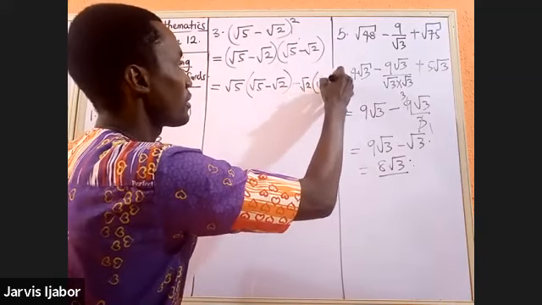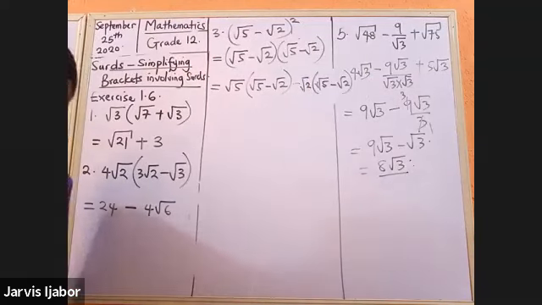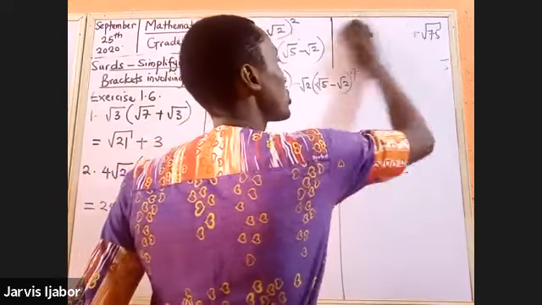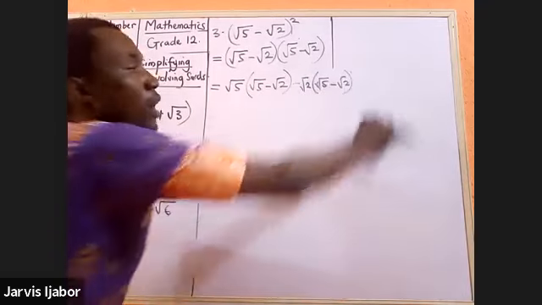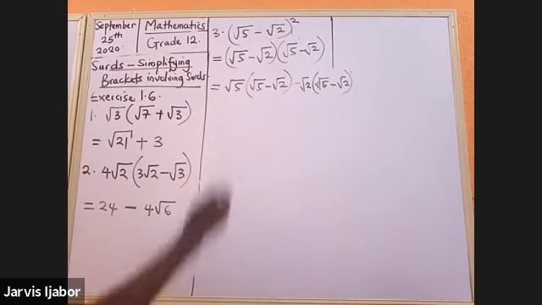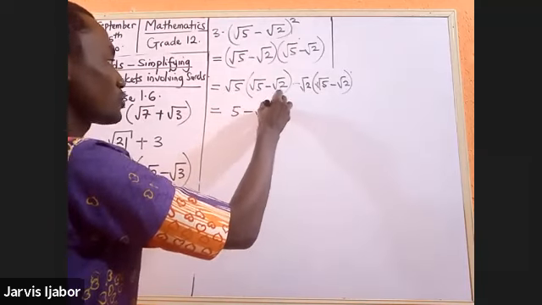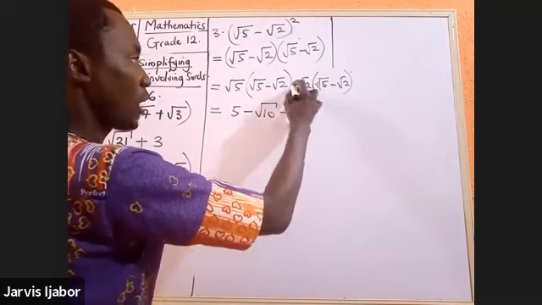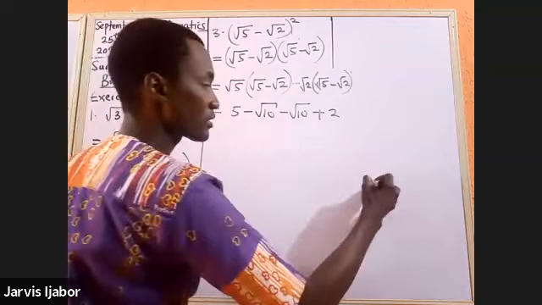Square root of 5 minus square root of 2. I need to clean the other side of my board now so that I can create a bit more space to help our work. All right, so this will now be equal to what? I'll treat this to be 5 minus root 10. I'll treat this to be minus root 10. I'll treat this to be plus 2. Based on the concept of this.